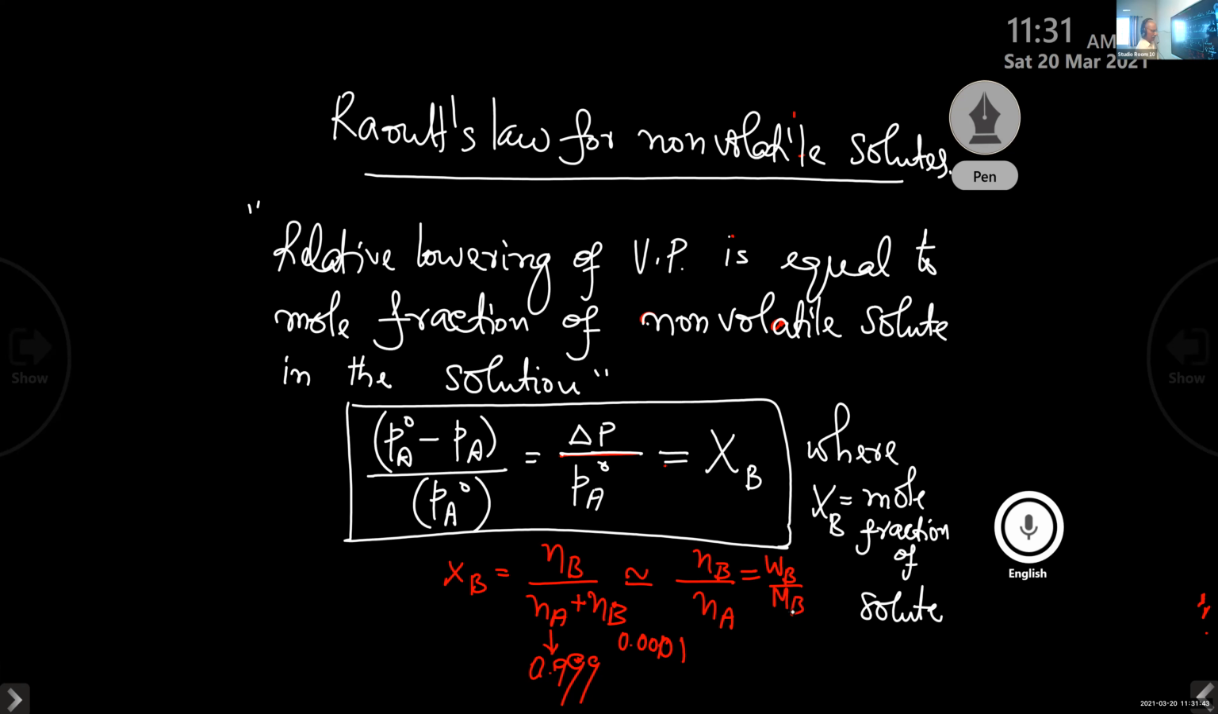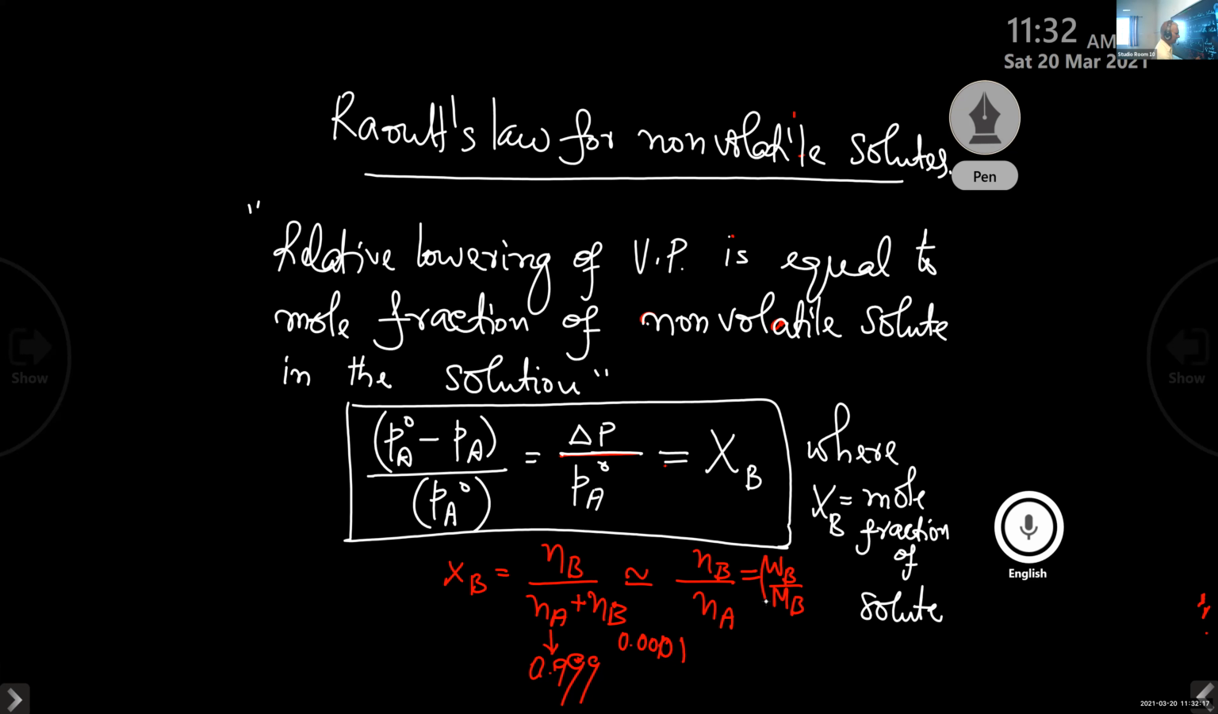Please don't write all this. The red part, you should not write. The volume of the notes will be increased. That is not needed. No derivation is needed here. We need only the equations. I'm going to show how this is obtained. That's all. So Nb is equal to the mass of B, Wb, by its molar mass, Mb, that is the solute.